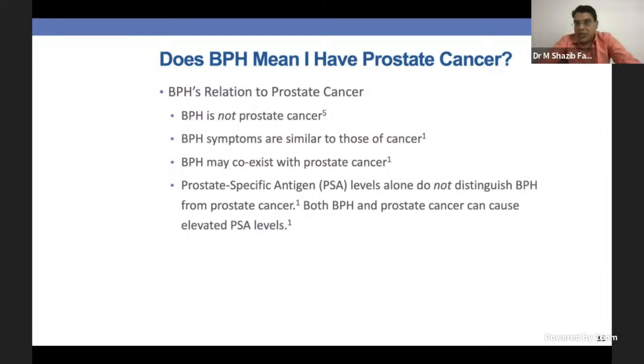Now a few lines about the prostate specific antigen. This is a serum marker which we use to screen for prostate cancer. Yet alone we cannot use serum prostate specific antigen levels to diagnose BPH or prostate cancer, because PSA is a prostate specific marker. It is not a disease specific marker. It will not diagnose a benign or malignant condition.